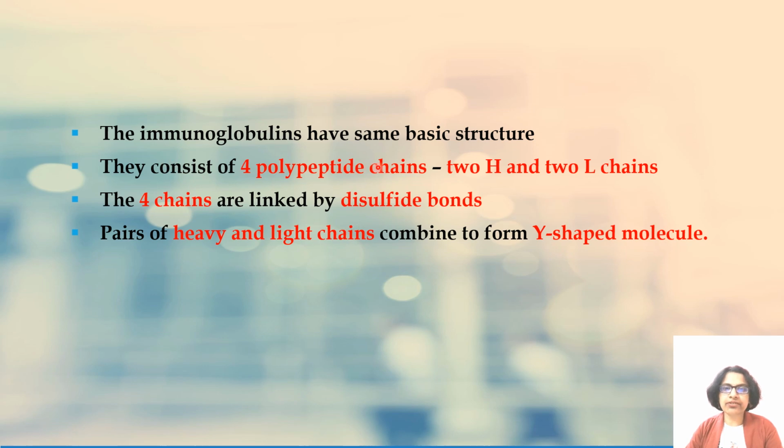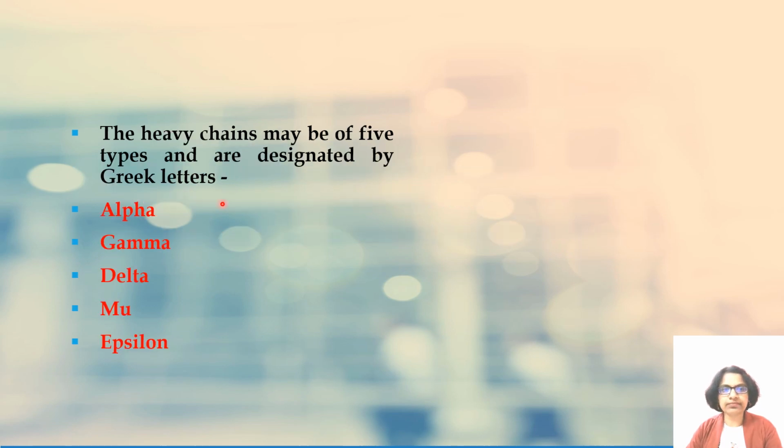Immunoglobulins have the same basic structure and consist of 4 polypeptide chains, that is 2 H and 2 L chains. H indicates heavy and L indicates light. The 4 chains are linked by disulfide bonds, and the pairs of heavy and light chains combine to form a Y-shaped molecule.